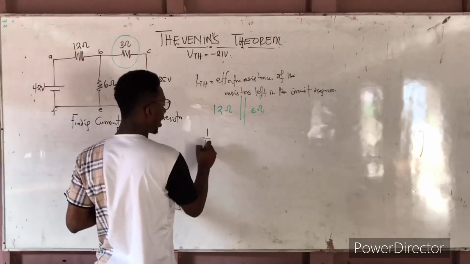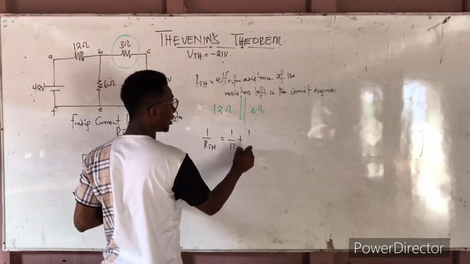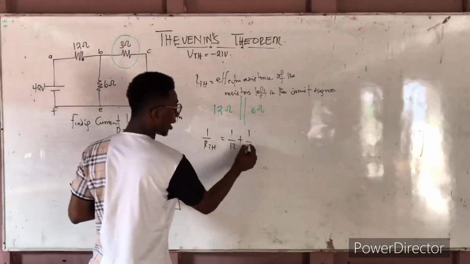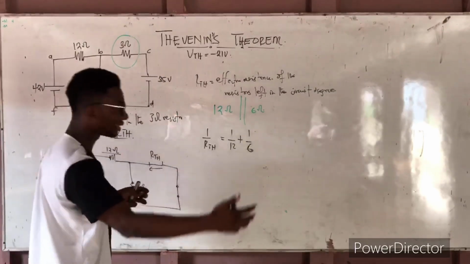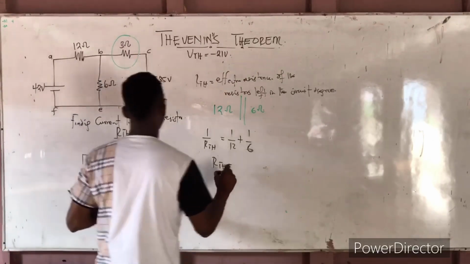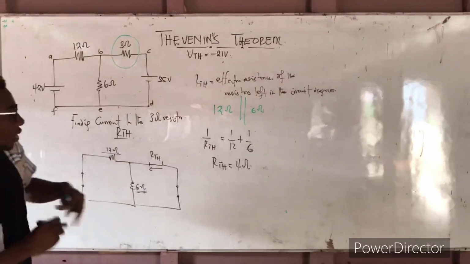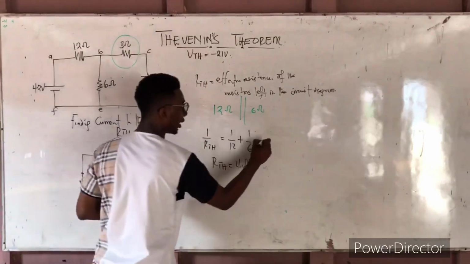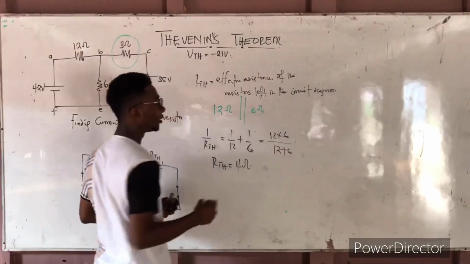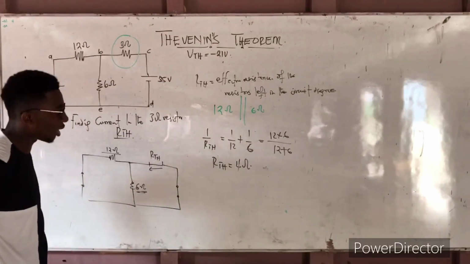So therefore, 1 over the RTH will simply be equal to 1 over 12 plus 1 over 6. Because that is the formula for finding effective resistance when the resistors are in parallel. So when you do this, the RTH you get here will be 4 ohms. When you calculate this, you'll be getting 4 because this gives you 12 times 6 divided by 12 plus 6. And you get 4 ohms as your RTH.